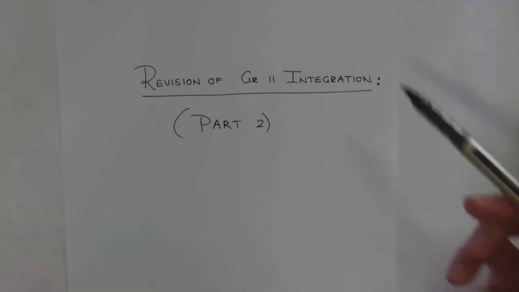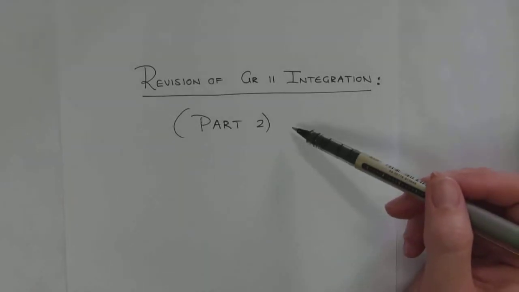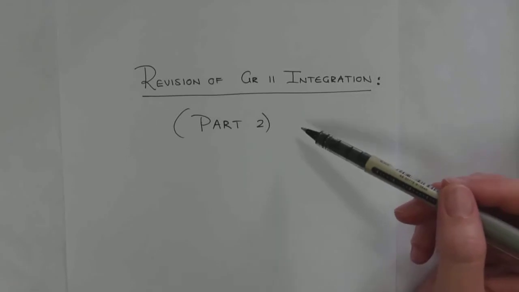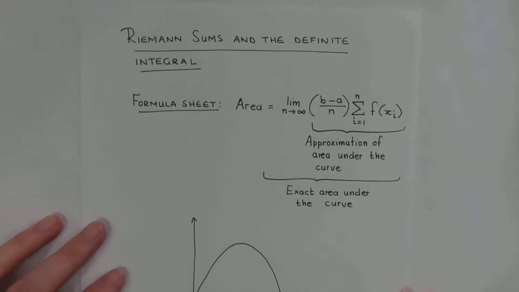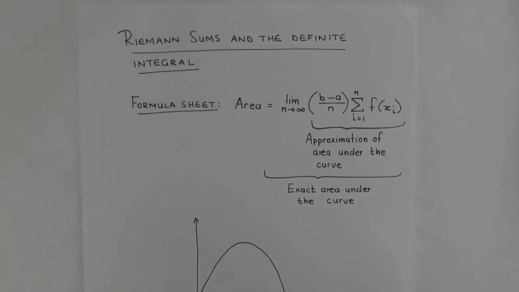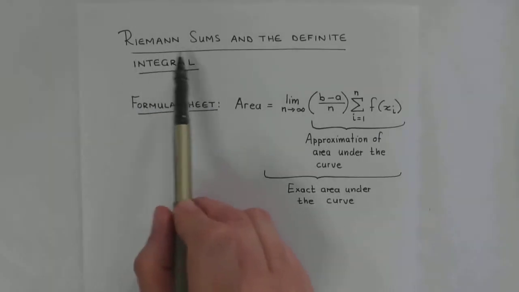Hello grade 12s. This is a revision of grade 11 integration, part 2. Just following on from the first video on grade 11 integration, the next concept that we need to talk about is something that Mr. Rees-Messer did with you. I know he did this with you properly. And these are called Riemann sums.